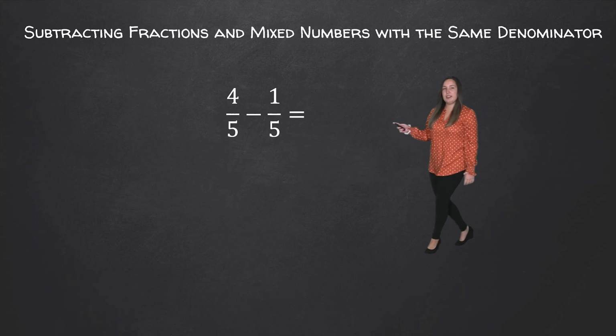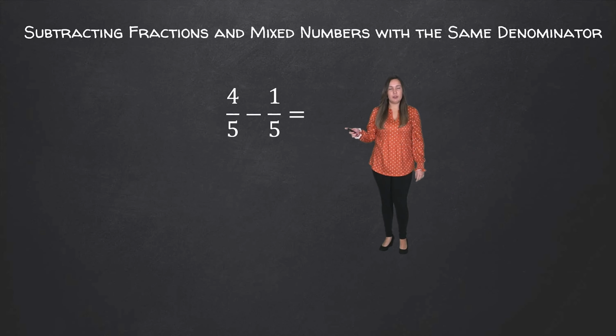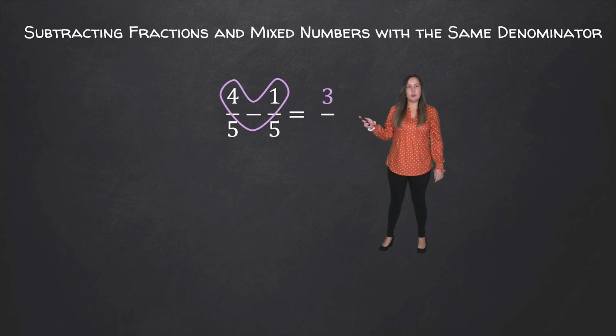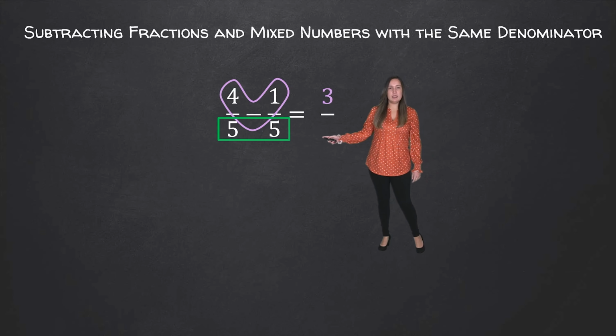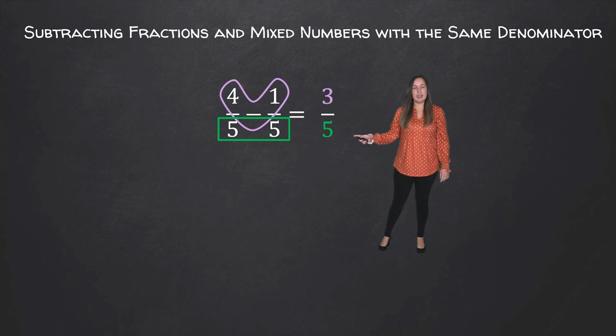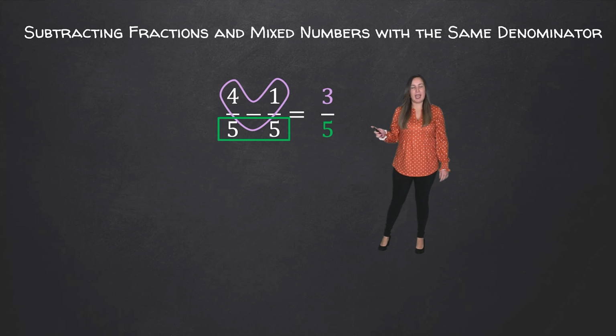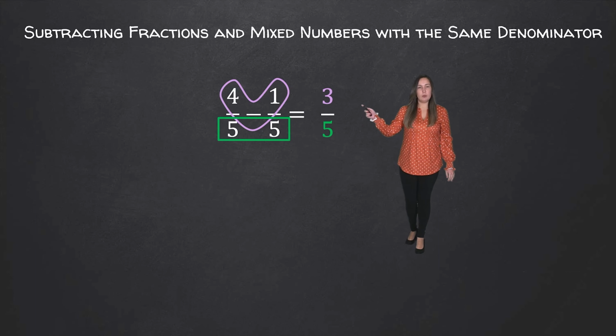To get us started, here we have 4 over 5 minus 1 over 5. If the denominator is the same, we could go ahead and just subtract the numerators. So 4 minus 1 is equal to 3. And then because the denominators are the same, we just leave that denominator. So 4 out of 5 minus 1 out of 5 is equal to 3 out of 5. It's like having 4 out of 5 parts, and we're taking away one of those parts. So we only have 3 out of 5 left over.